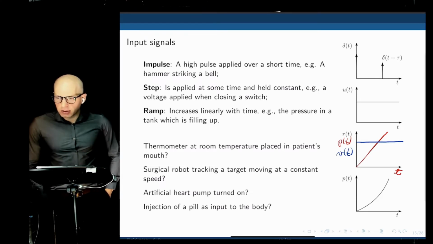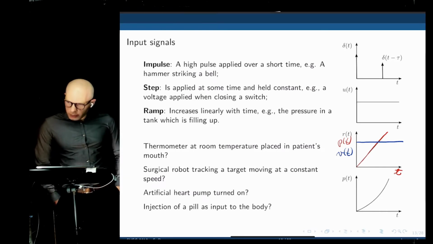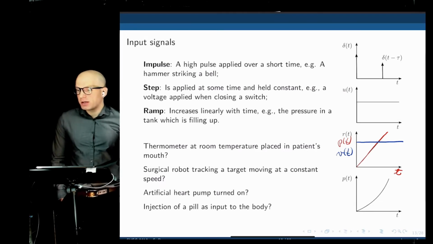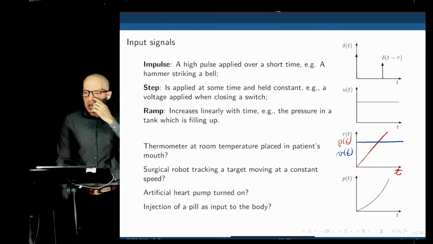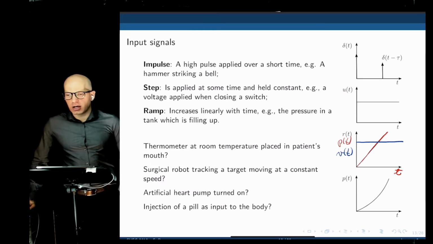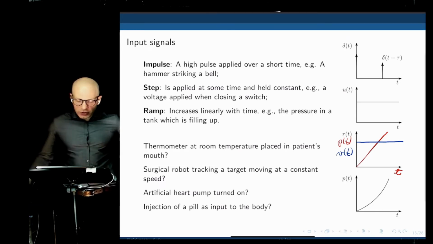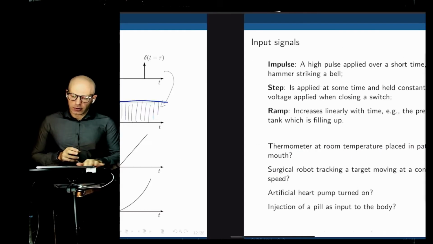An injection of a pill as input to the body. Impulse? Here we can argue both ways. We can say there's either an impulse or a step, depending on how we see it. If the action occurs fast and disappears, then it is an impulse. If we apply something that has a permanent effect, then it would be more like a step. So this one depends on how we see the system.